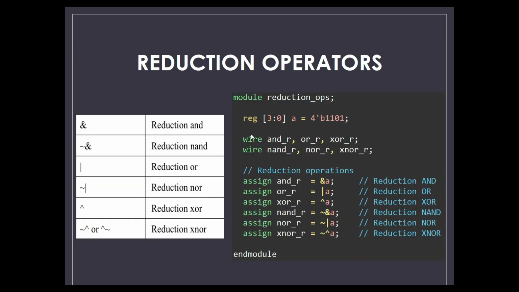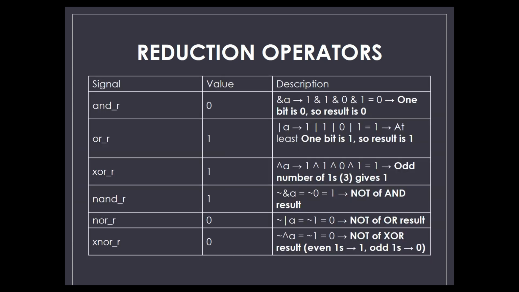Now let's take a look at the reduction operators. Reduction operators help us reduce a multi-bit variable to a single bit variable. The various kinds of reduction operators that are available in Verilog are reduction AND, reduction NAND, reduction OR, reduction NOR, reduction XOR, and reduction XNOR. Now let's take a look at how all of these work exactly.